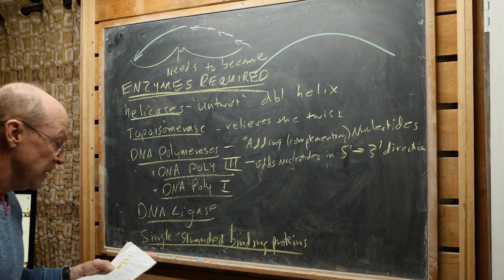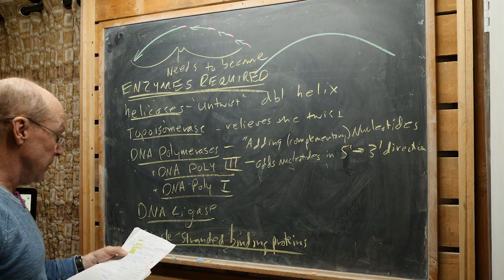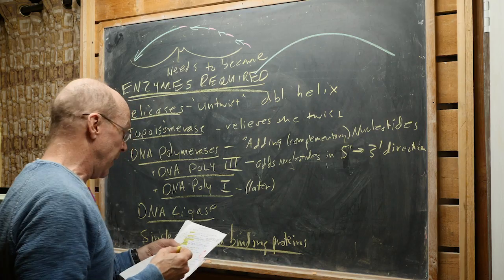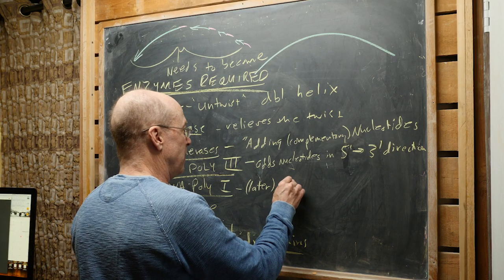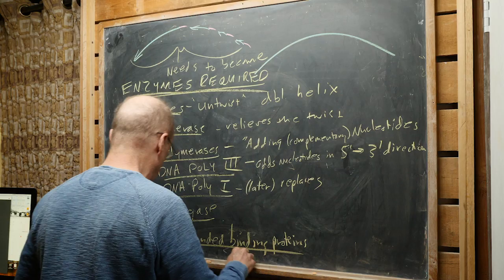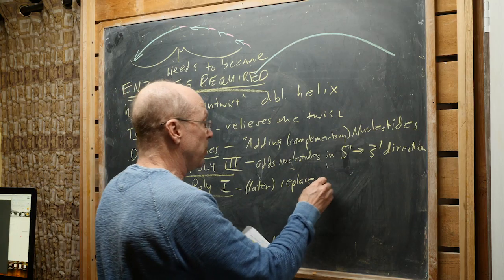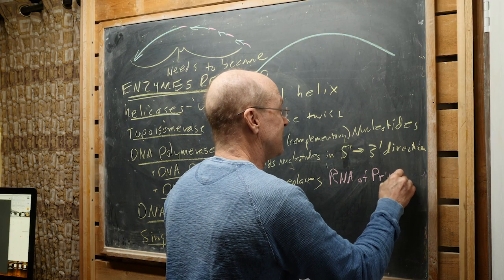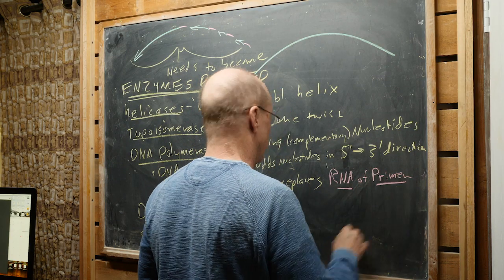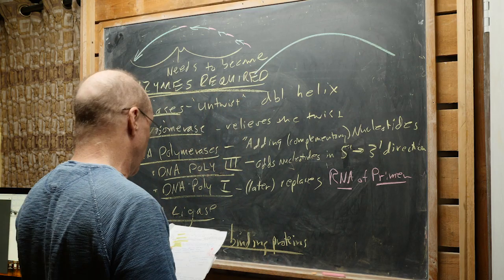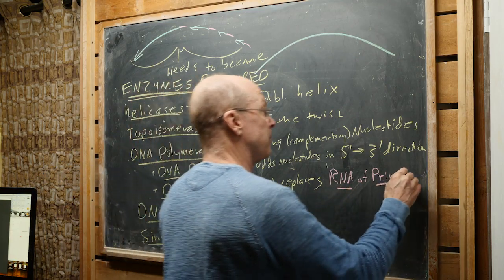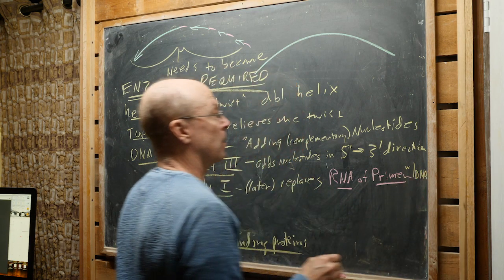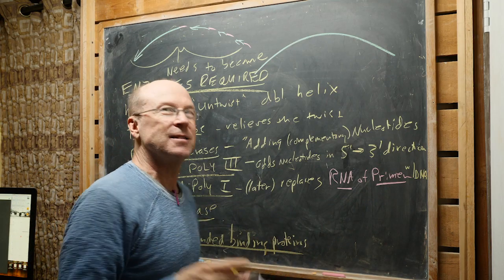Okay, this is crazy. It's a lot to get on a board. And DNA poly 1, which I've listed later, it does happen later. This is really important. It replaces, and I'm going to use color coding here, it replaces the RNA of the primer. That's the big part. That's the huge part. Replaces the RNA of the primer with DNA. So this is huge.